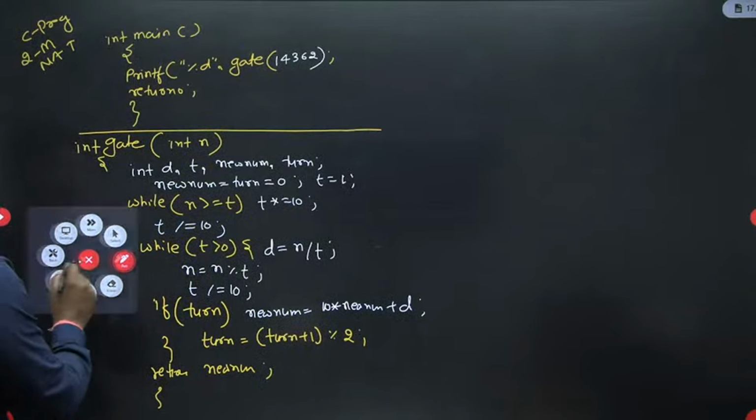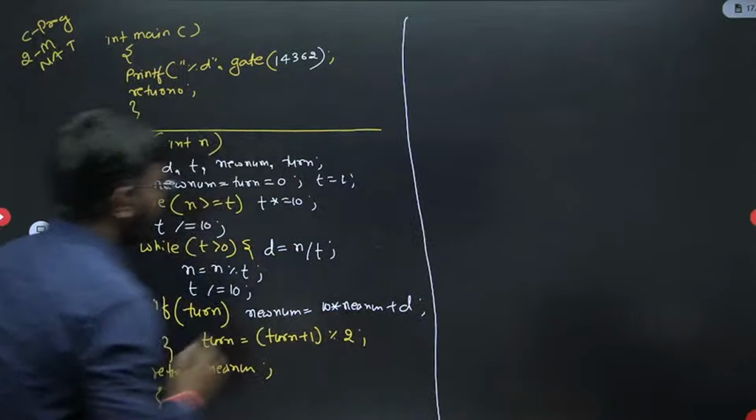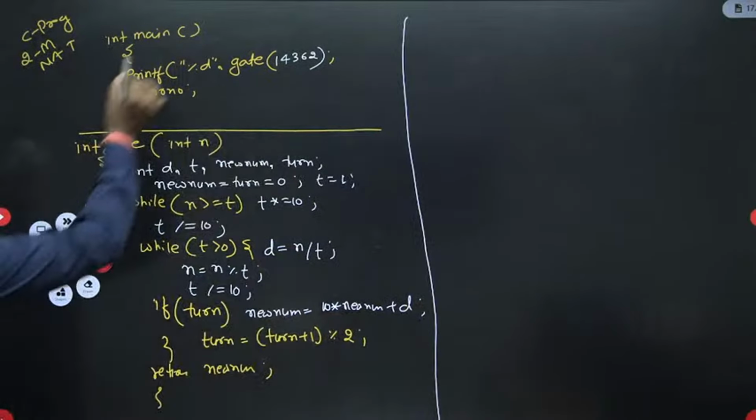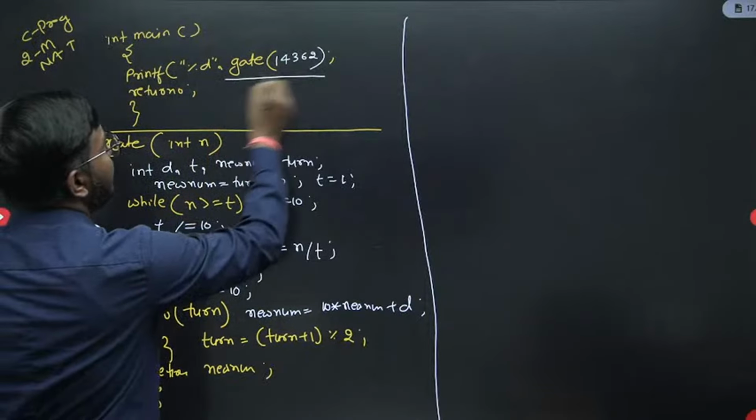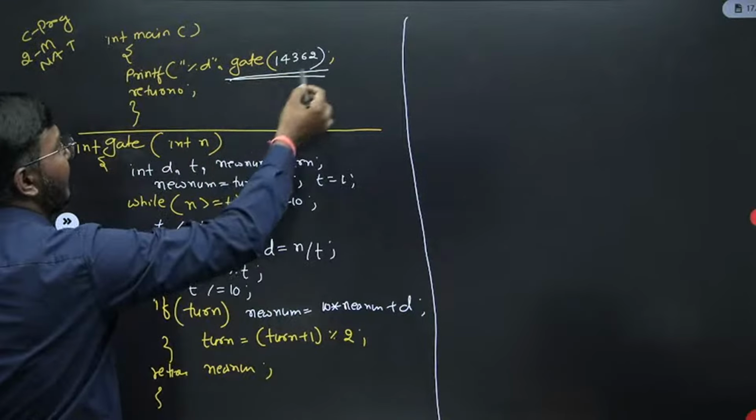Now see here quickly. Always start from the main function. Inside main we have the printf function, and in the printf we are calling the function get. So whatever value is returned by this get function, that value will be printed here.